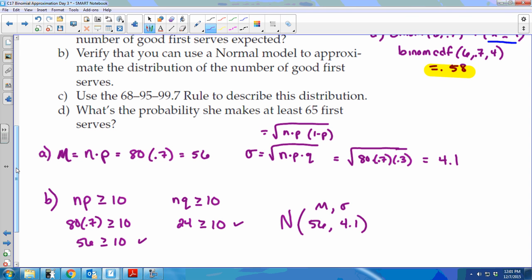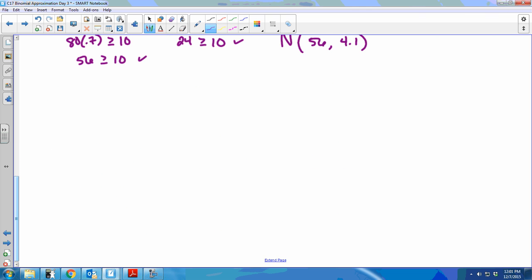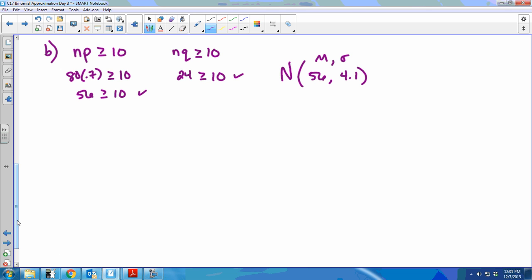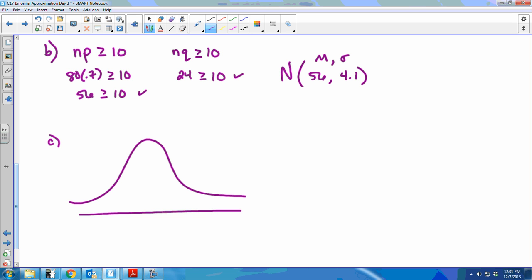All right. C says use the 68, 95, 99.7 rule to describe this distribution. When it says that, it just means draw the picture and label it. If you like drawing them, then you're my best friend, because that means you're going to do what you're supposed to do on every test. Because no one else listens to me and they don't draw them and they don't get the points they need on the free response questions because they just didn't draw a picture that took 5 seconds to draw.